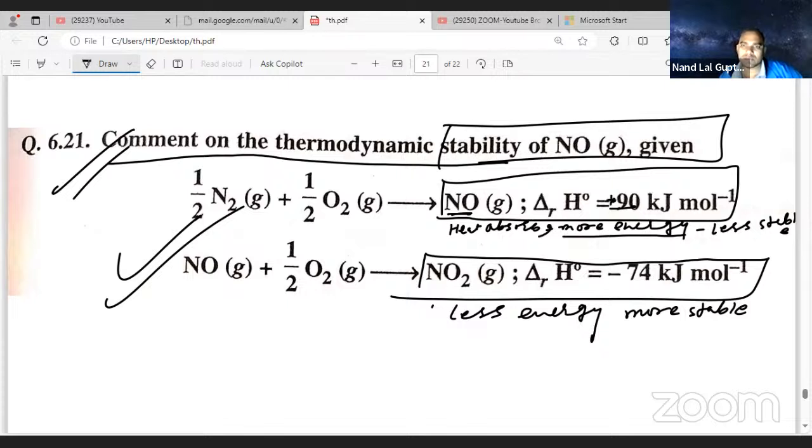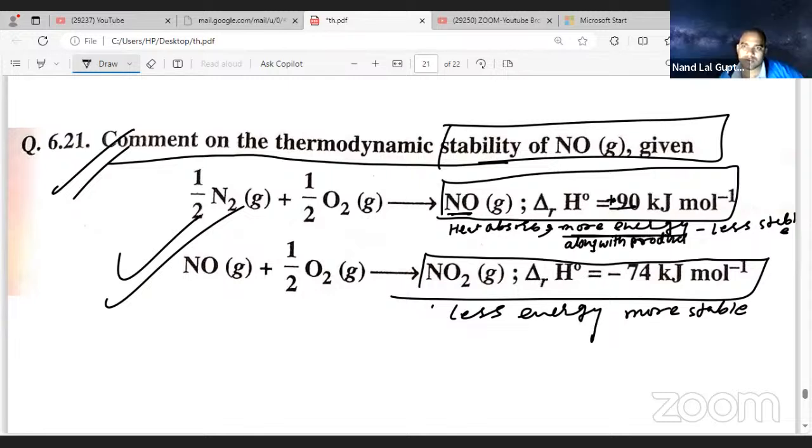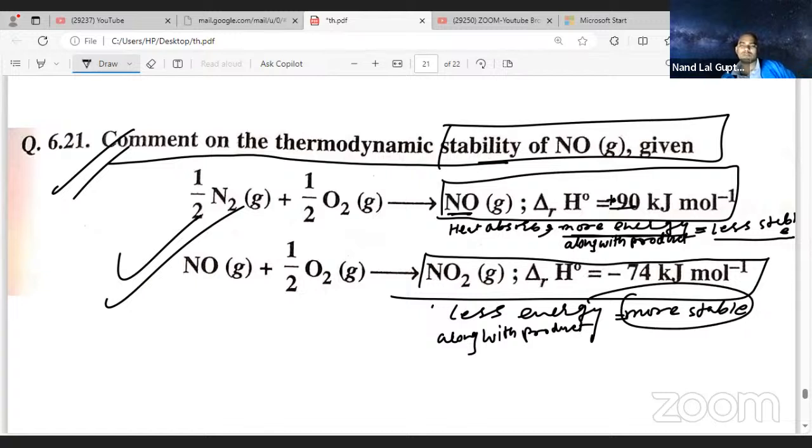Heat absorb means more energy along with product. Sir, if I write this much, then it is okay, na? The concept is this one: more energy along with product, so the molecule will be less stable. High energy molecule is less stable. Here is less energy along with product, so it will be more stable. Is it okay? Yes, sir.